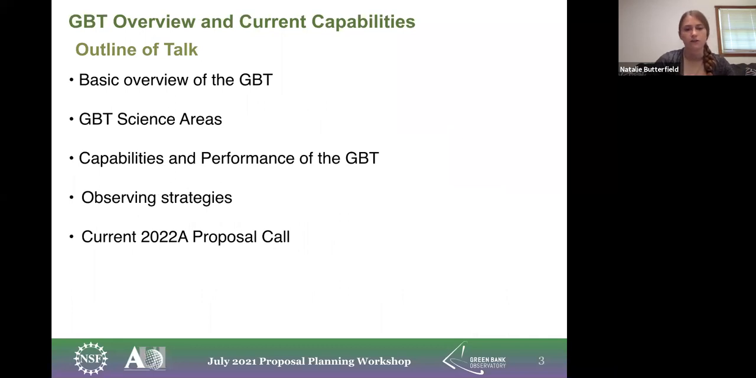So an outline of the talk is going to be just a basic overview of the GBT. Then I'm going to briefly discuss all of the different types of science areas that we can study with the GBT, cover some of the capabilities and performance of the GBT, and then cover several of the different observing strategies that you will need to know for submitting a proposal. And then lastly, wrapping up with the current 22A proposal call.